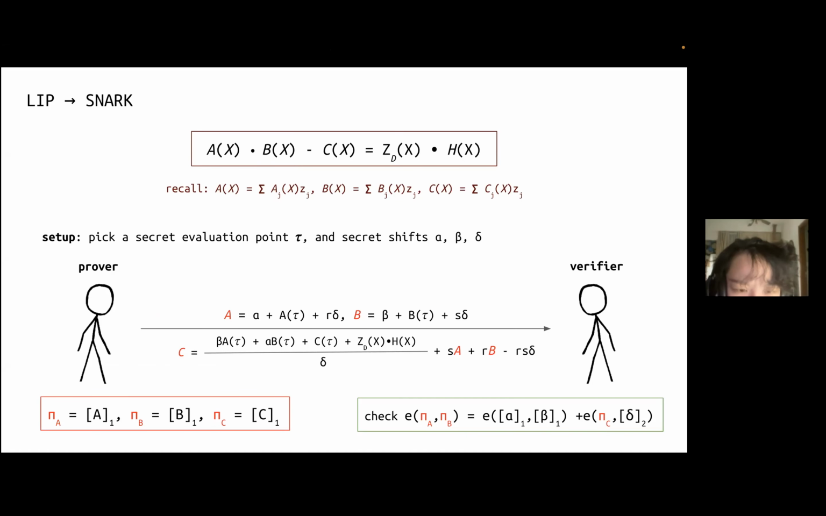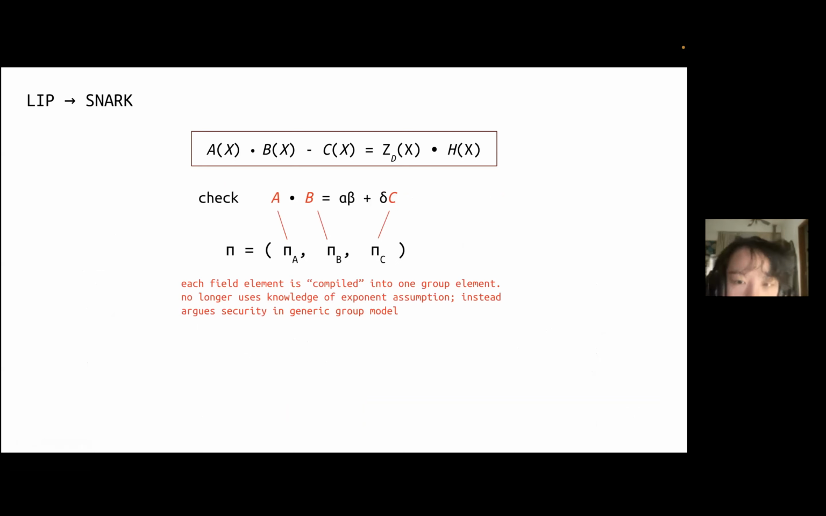I didn't really break down the Groth16 checks the way I did Pinocchio because it's more tightly integrated. But I think it would be an interesting exercise to try and deconstruct the Groth16 check. Over here, you can see that the LIP contains just 3 field elements from the prover, each of which is compiled to a single group element. And that's how you get the smallest known proof, just 3 group elements.